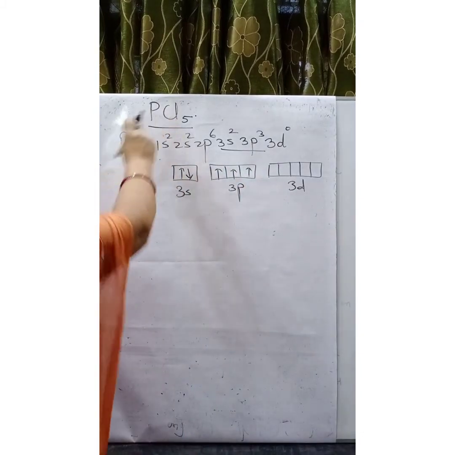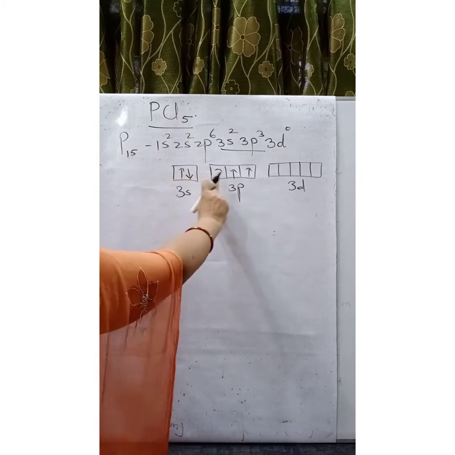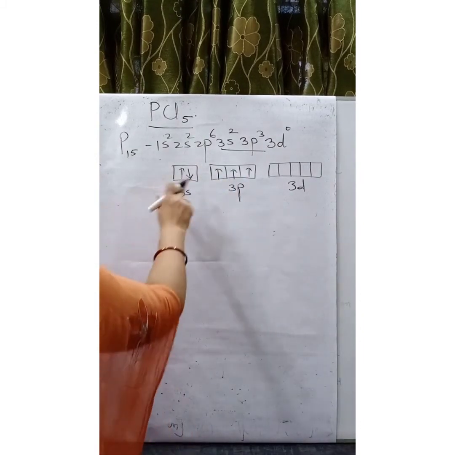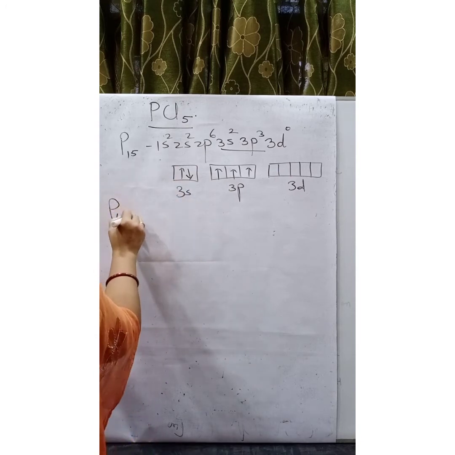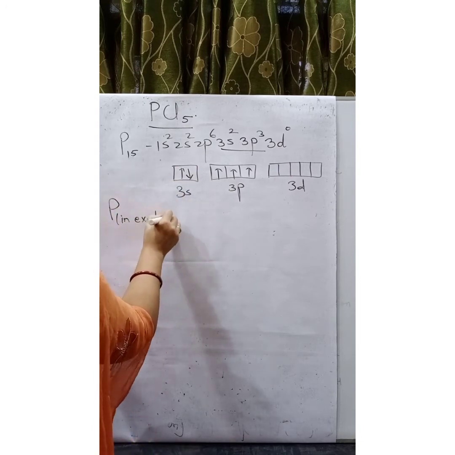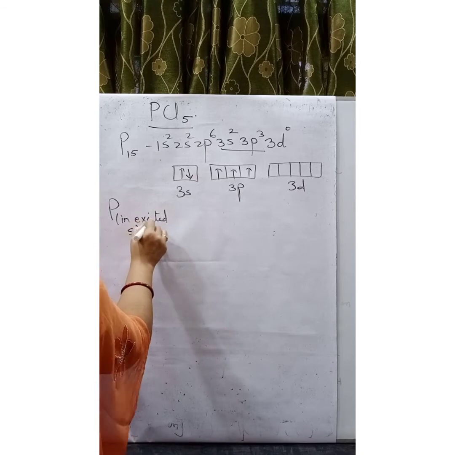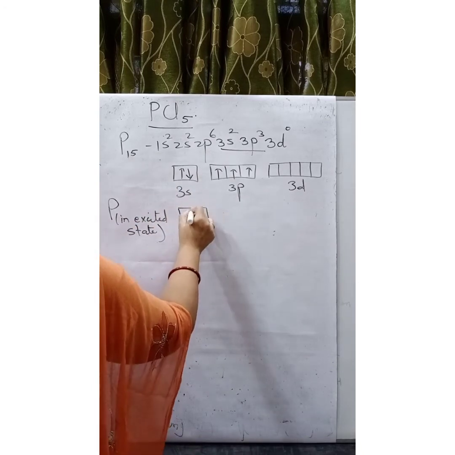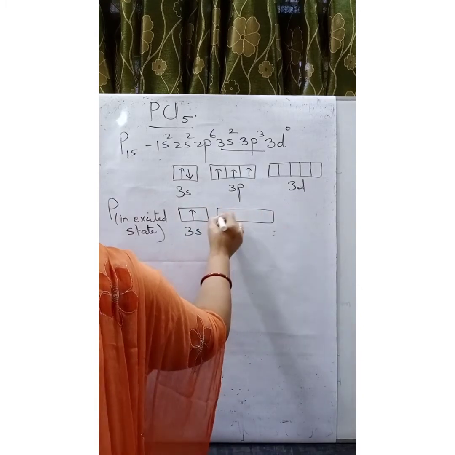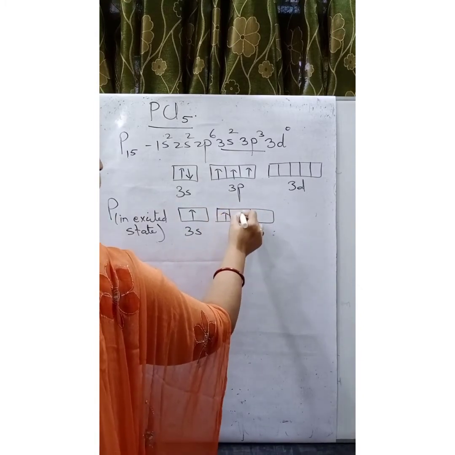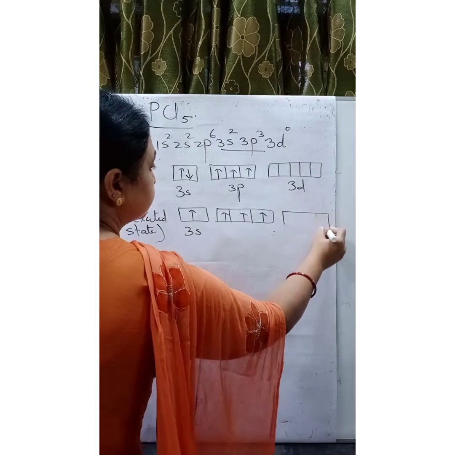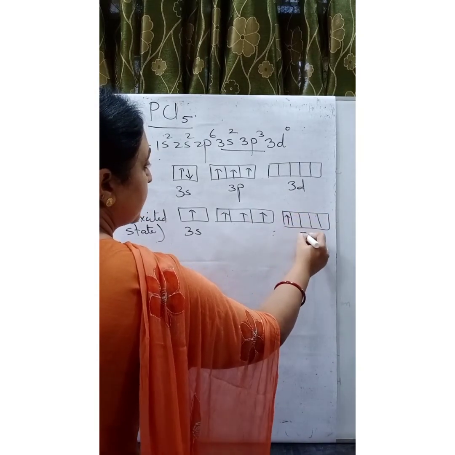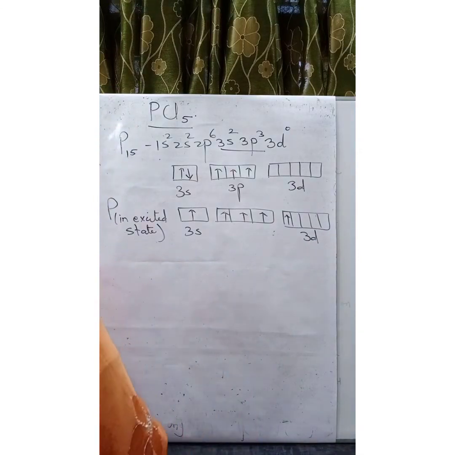Phosphorus combines with 5 chlorine. Here we are having 3 unpaired electrons. So phosphorus moves into the excited state. One of the s electrons breaks from here and occupies the vacant d orbital.